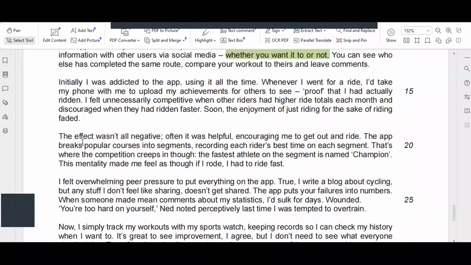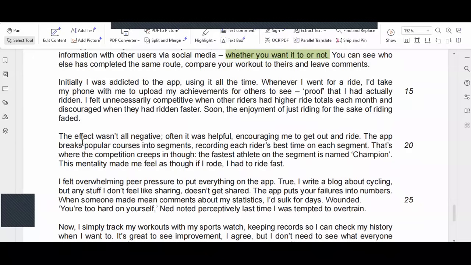Okay, moving on. Initially, I was addicted to the app, using it all the time. Whenever I went for a ride, I would take my phone with me to upload my achievements for the others to see, proof that I had actually ridden. I felt unnecessarily competitive when other riders just had higher ride totals each month and discouraged when they had ridden faster. Soon, the enjoyment of just riding for the sake of riding faded.